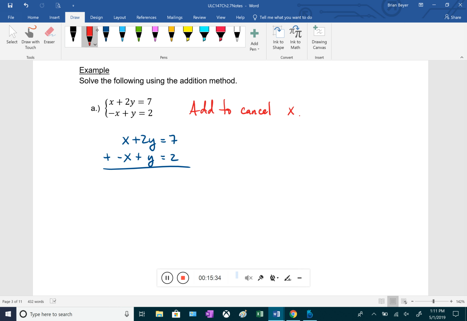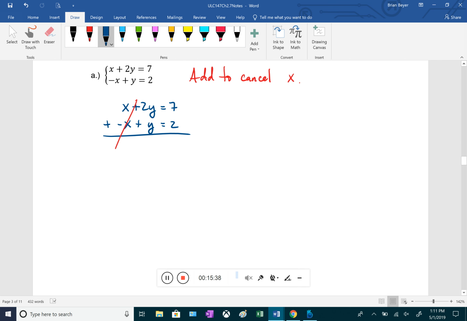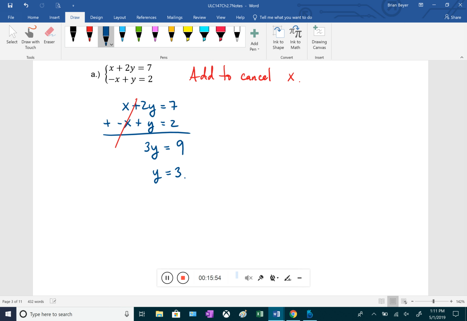The x's cancel. And we're left with 2y plus y is 3y. 7 plus 2 gives us 9. So now we have this equation 3y equals 9. And then all we have to do is solve that. Divide both sides by 3. We get y equals 9 divided by 3, so that's y equals 3.